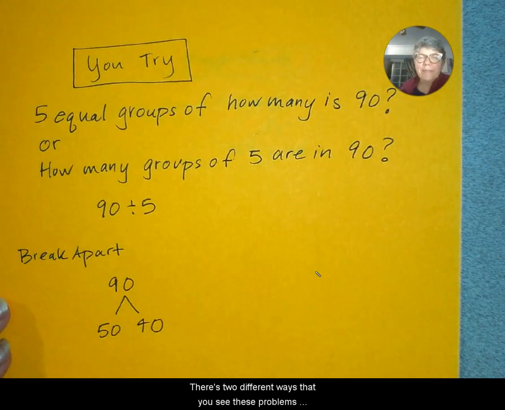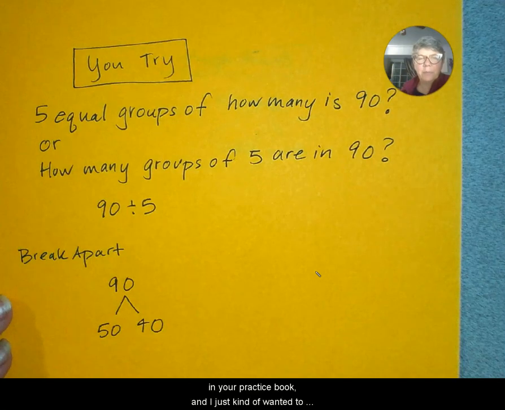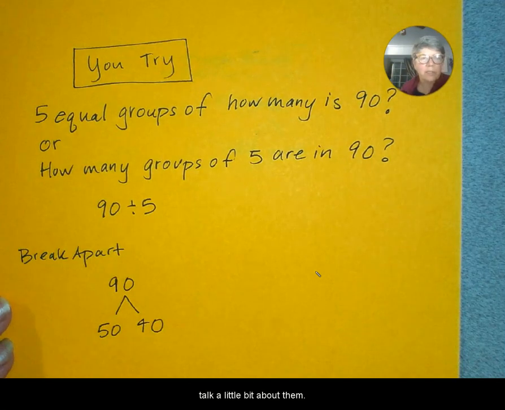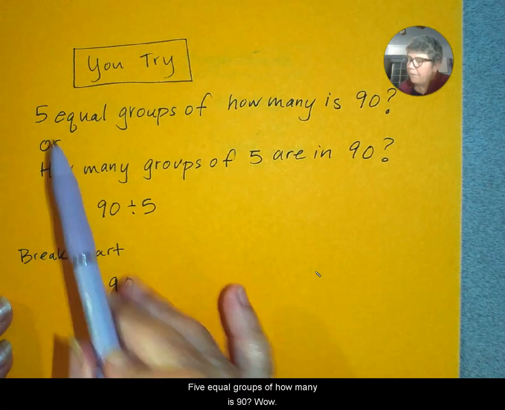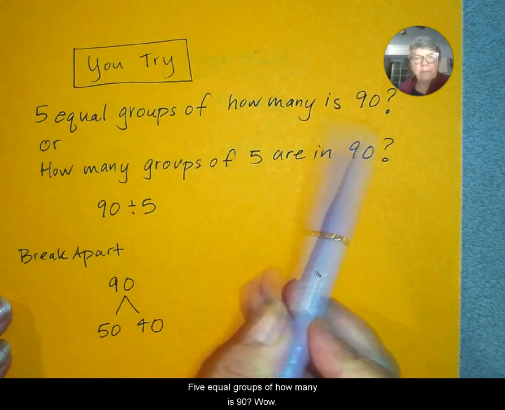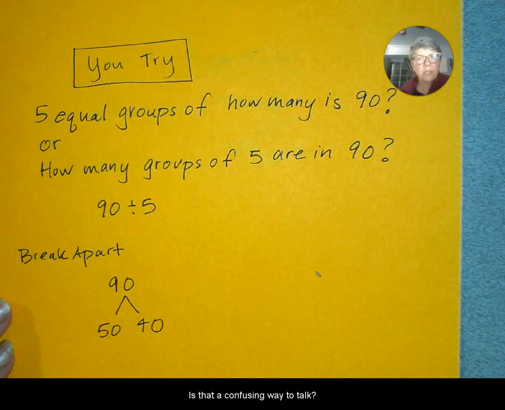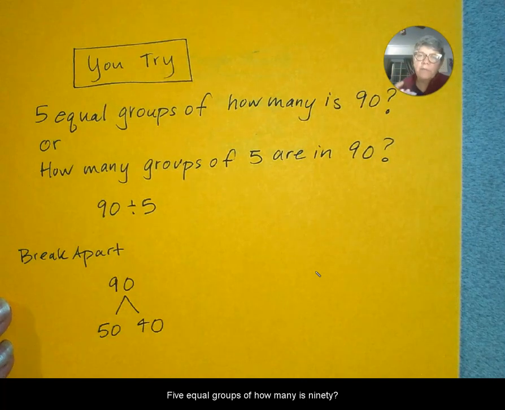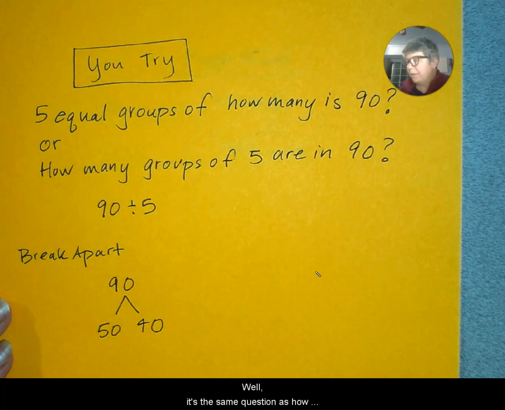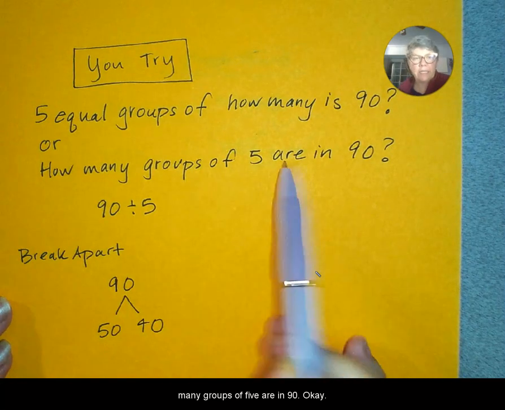There's two different ways that you see these problems in your practice book, and I just kind of wanted to talk a little bit about them. 5 equal groups of how many is 90? Wow, is that a confusing way to talk? 5 equal groups of how many is 90? Well, it's the same question as how many groups of 5 are in 90, okay?